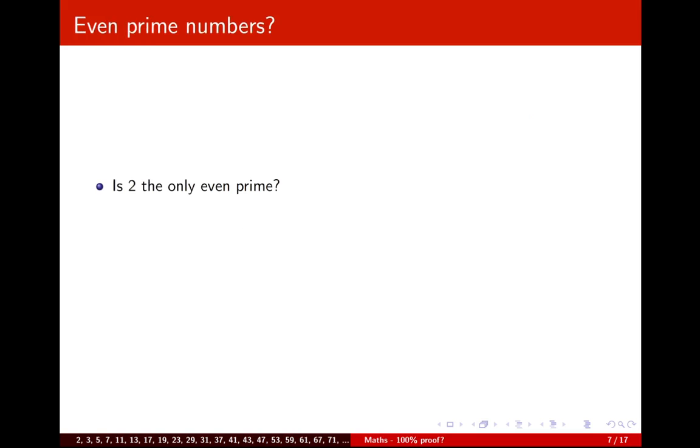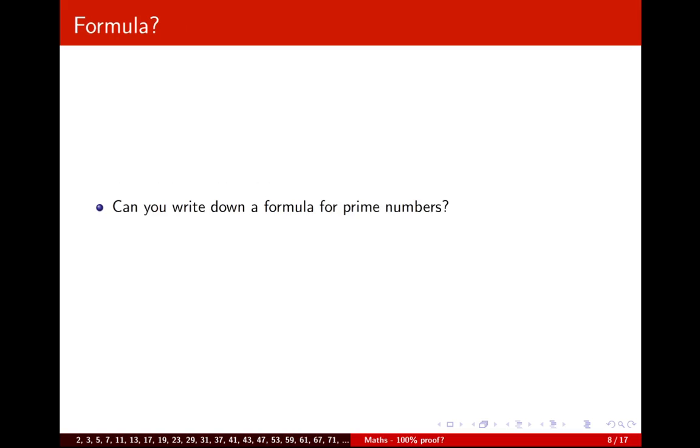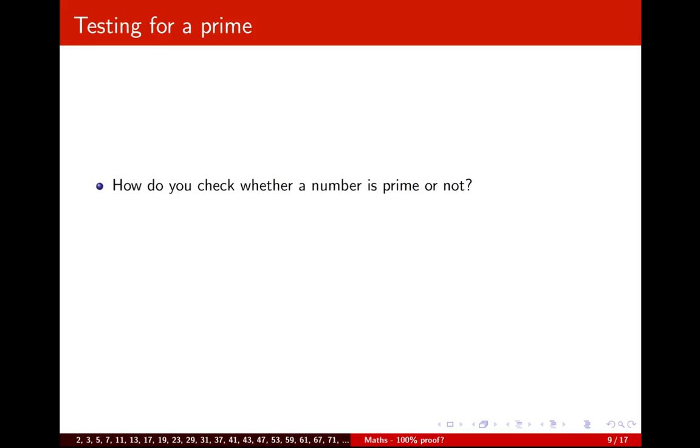Now, is 2 the only even prime? Well, of course, because all even numbers beyond 2 are clearly divisible by 2. Can you write down a formula for prime numbers? Well, no formula has yet been found which will give all prime numbers that are known, and no formula exists which only gives prime numbers. So this is an open question.